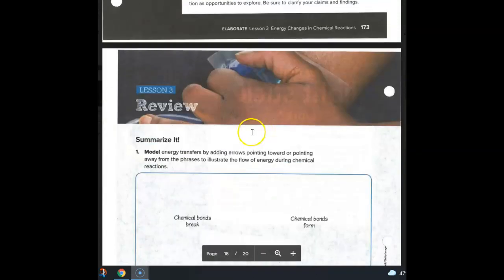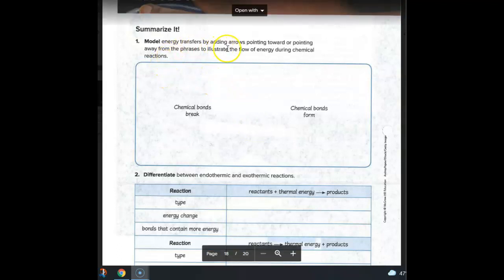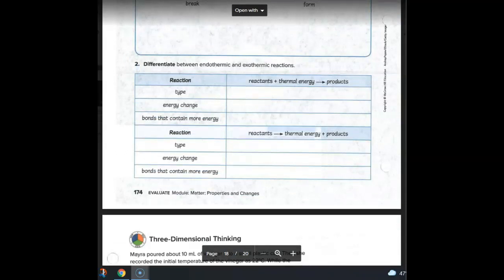So you are going to do pages 174, 175, and 176. So here, model energy transfers by adding arrows pointing toward or pointing away from the phrases to illustrate the flow of energy during chemical reactions. So in chemical bonds, is the energy moving toward it or away from it? When they break, when they form, is the energy moving toward or away from that? Then differentiate between endothermic and exothermic reactions.